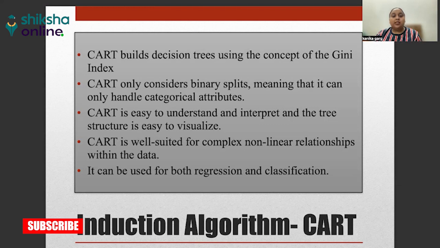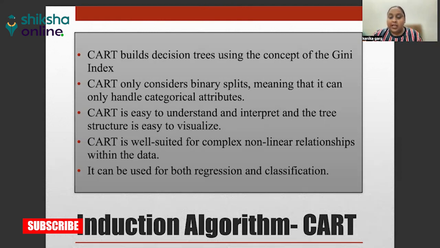So CART only considers binary splits, meaning that it can only handle categorical attributes, because generally the categorical attributes have values of yes or no, 0 and 1. So generally it has binary splits. CART is easy to understand and interpret, and the tree structure is of course easy to visualize because it's creating only binary splits. It is well suited for complex non-linear relationships within the data and can be used for both regression and classification.